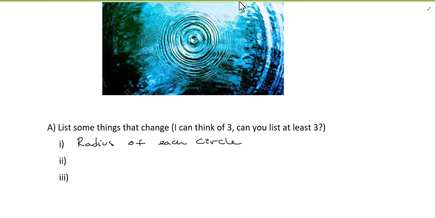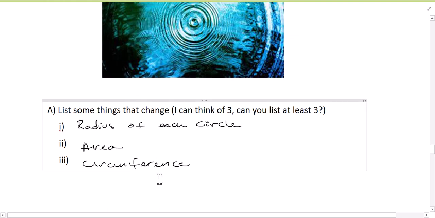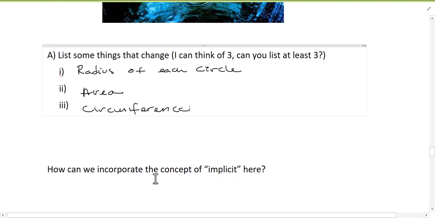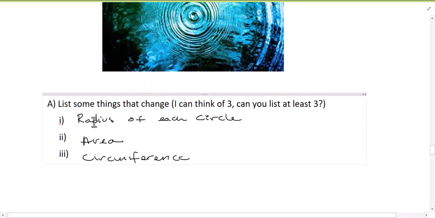And so this means that since the radius is changing, what else changes? The area will be changing, and the circumference will also be changing. So each ripple, as time passes, gets bigger and bigger and bigger. The radius is changing, the area is changing, the circumference is changing. And so how can we incorporate the concept of implicit here? So things are changing: the radius, the area, and the circumference.